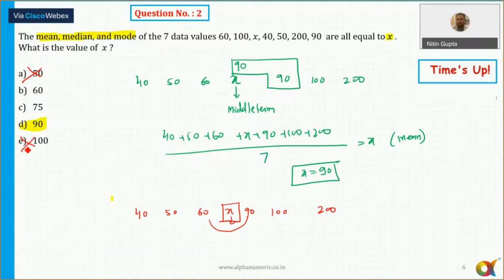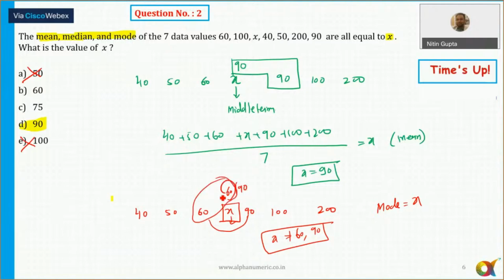Now, it also says mode is equal to x. So there is one term which is repeating the maximum number of times. If x is not equal to 60 or 90, it means every number is repeating one time. And if every number is repeating one time, we are not getting any value of the mode. That's not a unique mode. So the value of x should be either 60 or 90. If it is 60, then 60 is repeating two times and mode is 60. If it is 90, then 90 is repeating two times and the mode is 90. So the possible values of x are 60 and 90.